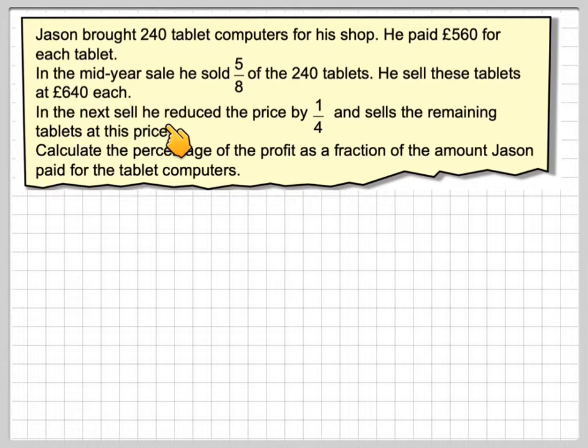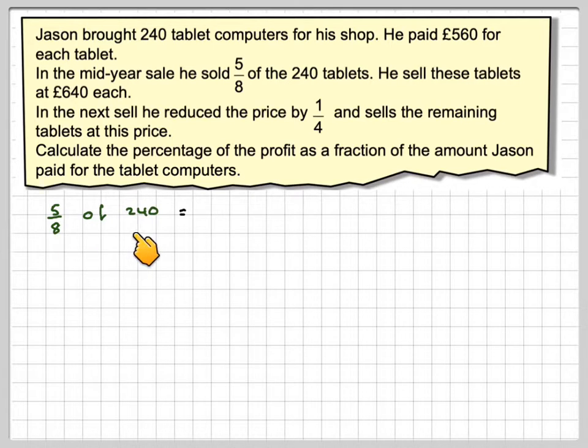In the next sale, he reduced the price by a quarter and sells the remaining tablets at this price. Calculate the percentage profit as a fraction of the amount Jason paid for the tablet computers. So quite a lot there in each of the questions, so let's just break it down a little bit.